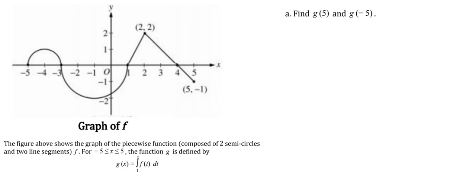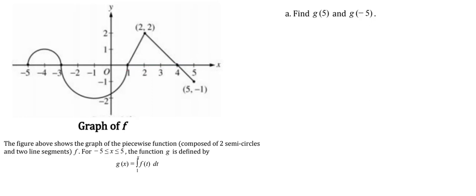Now in this video, we're going to take a look more specifically at Super FRQ 5a. We've got this figure above that's the graph of piecewise functions, 2 semicircles and 2 line segments from -5 to 5. And our function g is defined by the integral from 1 to x of f of t dt. When they're asking us to find g of 5, what they want us to do is start at 1, and roll our function out all the way to 5 and see what the cumulative area is for that.